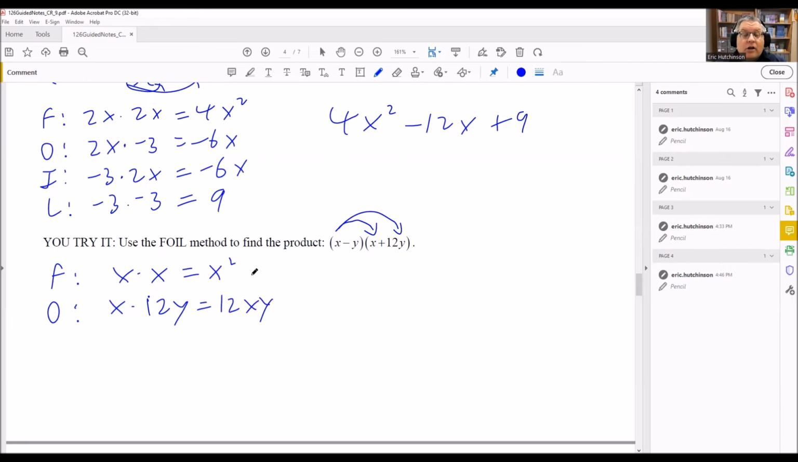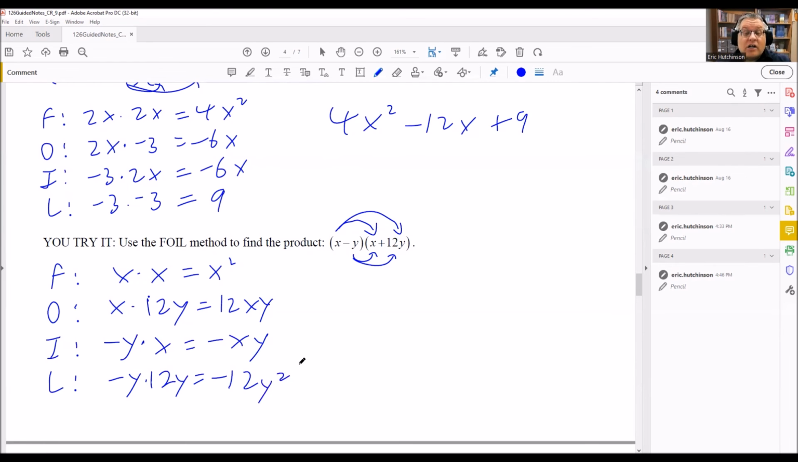We just put the variables in alphabetical order, and they usually come after the coefficients. So we just write them like that. Then we're going to do the inner terms. Negative y times x is negative xy. And then L, the last terms. Negative y times 12y. Now this, we get negative 12, but there's a y and a y. So that's going to become y squared. So don't forget about the square on that.